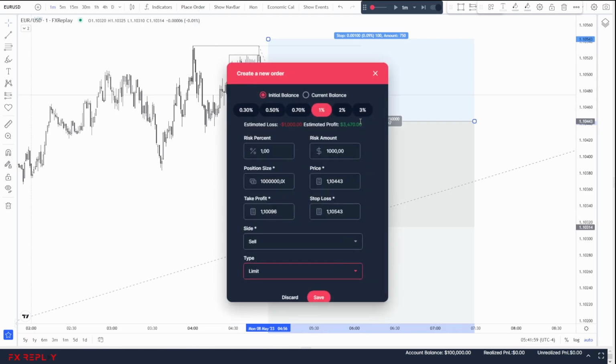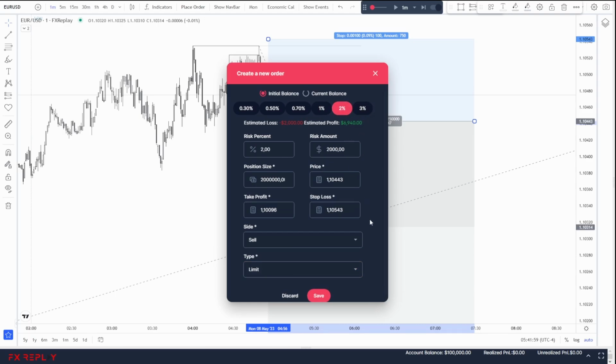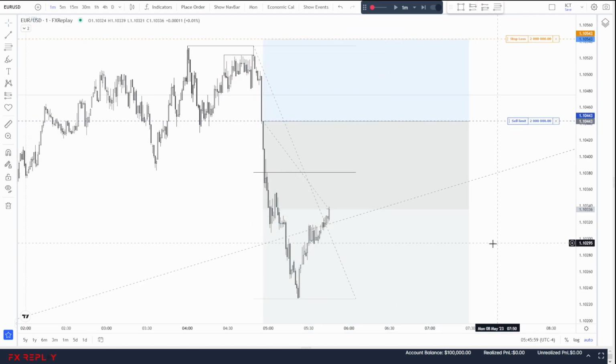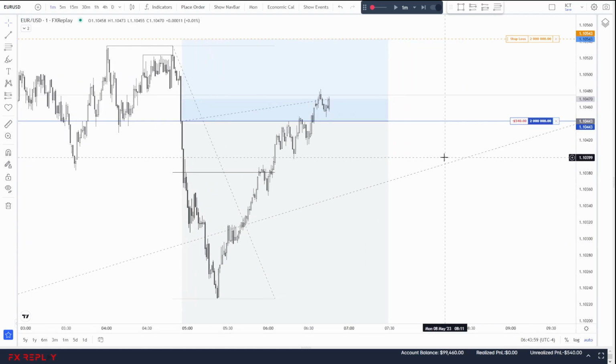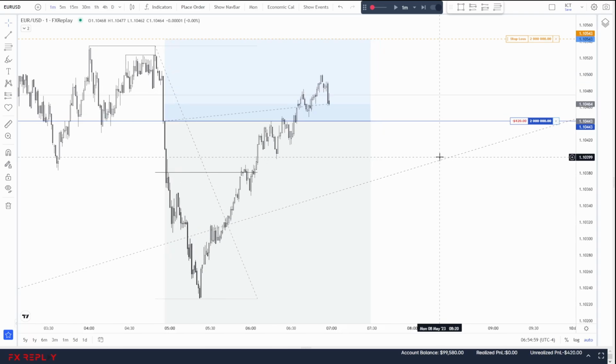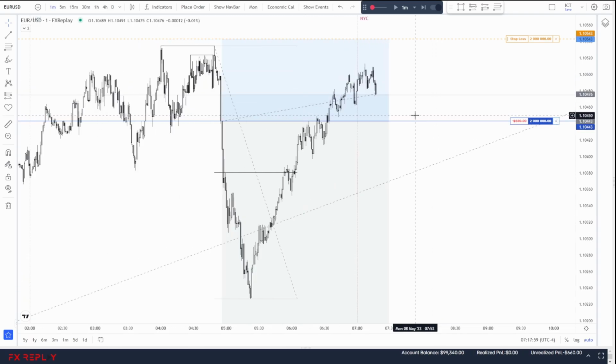So what we will do in this case, let's say we risk 2% on this trade. Let's set that limit order and see if we actually get a fill here and we get tagged into the market. Now we do get a little bit of drawdown here. That's quite okay. And why is this okay?